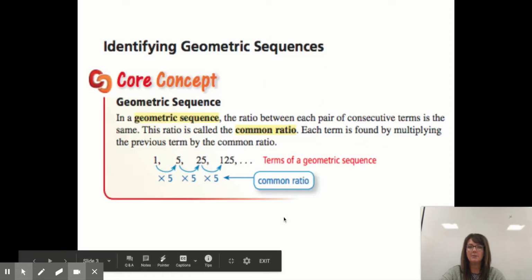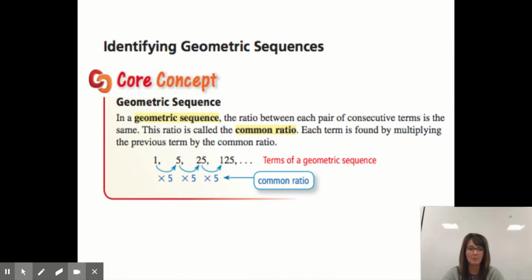All right, in a geometric sequence, the ratio between each pair of consecutive terms is the same. This ratio is called the common ratio. Each term is found by multiplying the previous term by the common ratio. This plays very well into this chapter because we just got done with exponential functions, which were not linear. Therefore, they didn't have a common difference, or they weren't an arithmetic sequence. Therefore, they had a common ratio. So that makes them kind of in the same family.